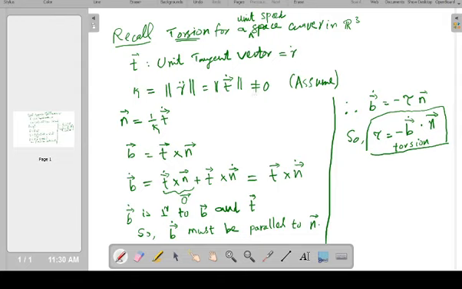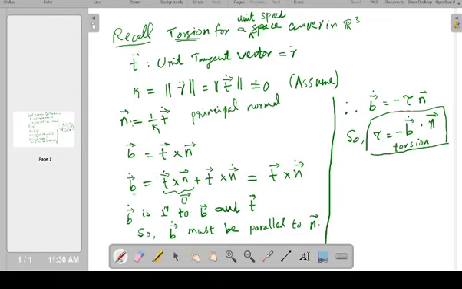Okay, now you define the vector n equal to 1 by kappa times t dot. This is called the principal normal vector. So n and t dot are in the same direction. Now you look at b equal to t cross n.